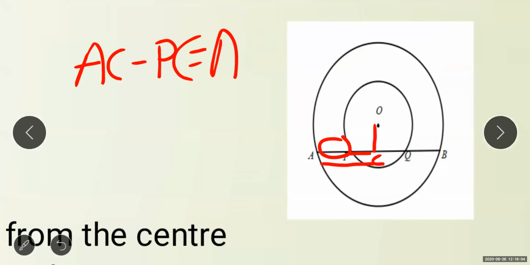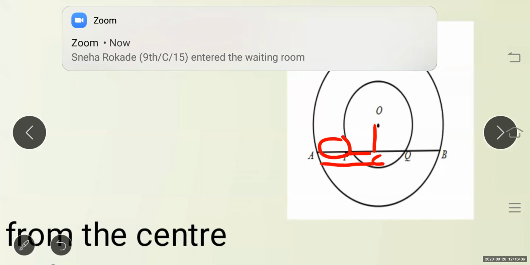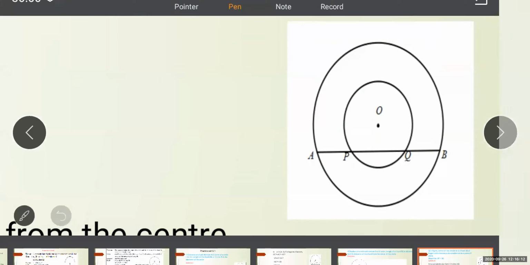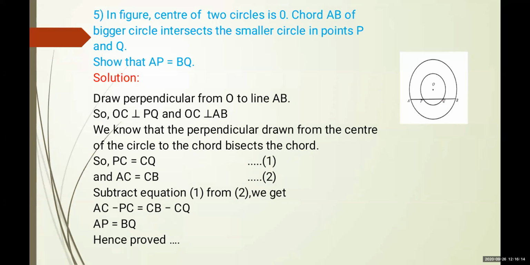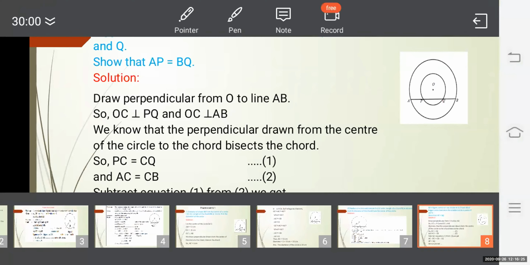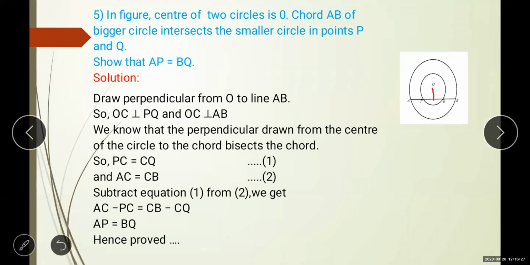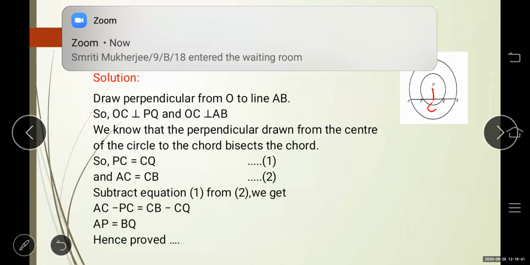Same we have to do on the next side. So how will you solve this? How will you directly subtract this? Yes, I am telling you now. This is the solution given. What do we have to do first? Draw a perpendicular from the center to the line AB, that is OC, meeting at point C. This OC is perpendicular to PQ and at the same time to AB, because AB is the chord of the bigger circle and PQ is the chord of the smaller circle.